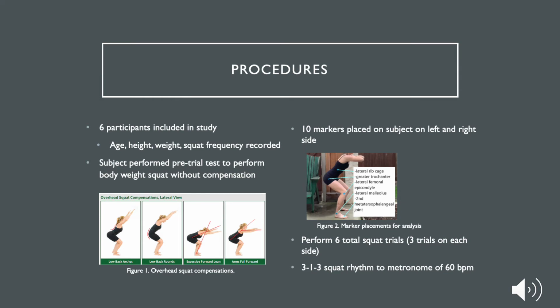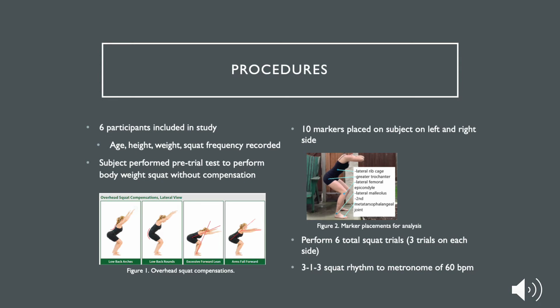Per the protocol, subjects performed a pretrial test to perform the bodyweight squats without compensation. Compensation for this study is defined as a lower back arch, low back round, excessive forward lean, and arms falling forward for an overhead squat. If the participant was able to perform the bodyweight squat without compensation, they were able to move forward into the trials.